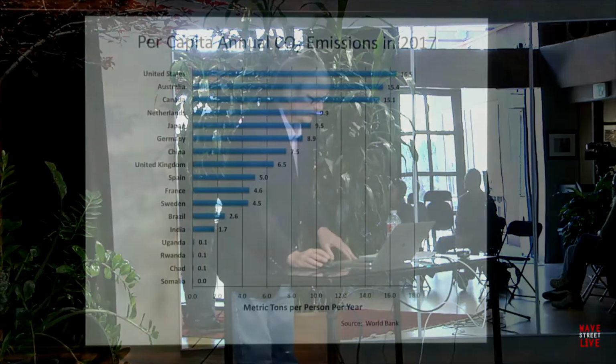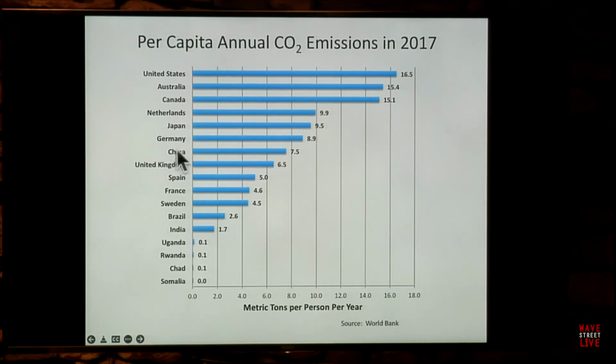So another way of looking at it is per capita emissions. Per capita emissions, you simply take the total emissions of a country, divide by the number of people in the country, and that's how much emissions there are per capita. Well, there's a lot of people in China. So when you do that, China falls way down the list and becomes pretty characteristic of a European country. And guess who's number one? The United States. The United States, Australia, and Canada really stick out like sore thumbs here.